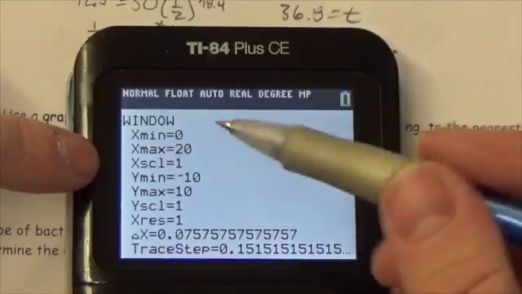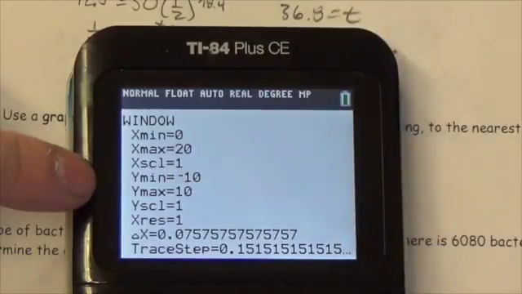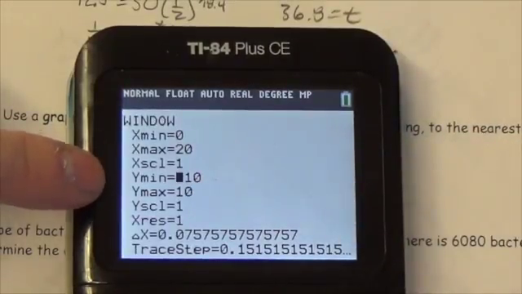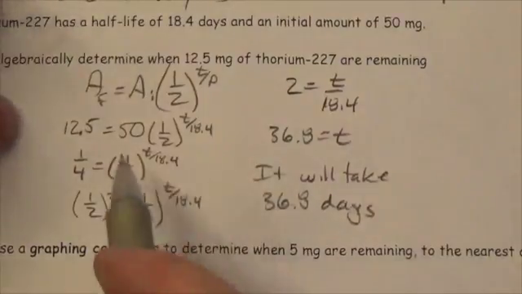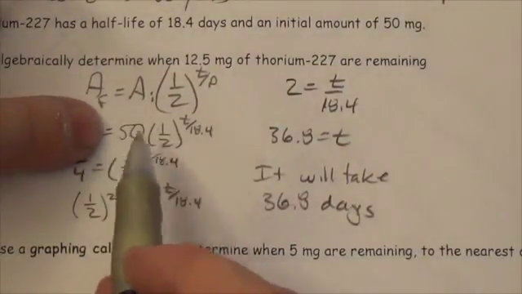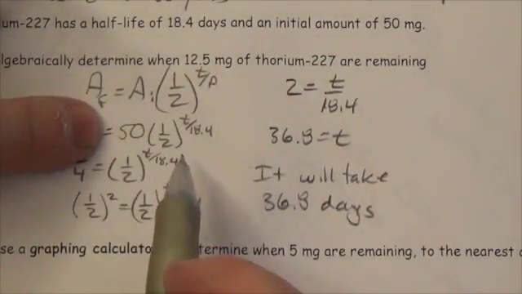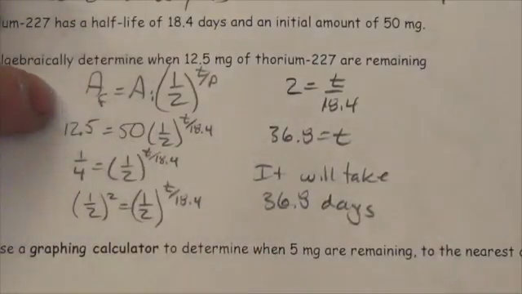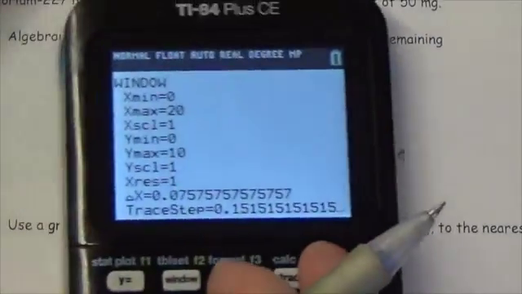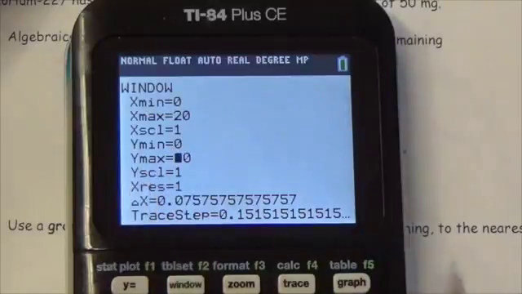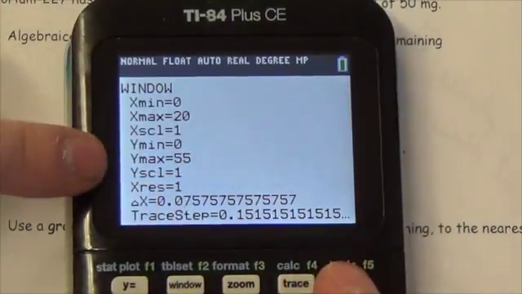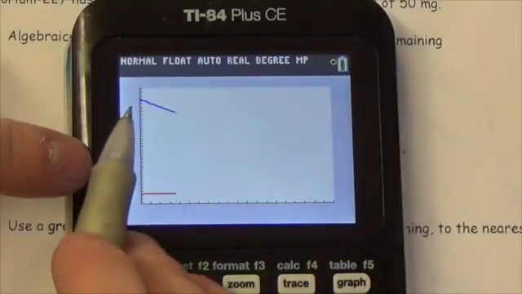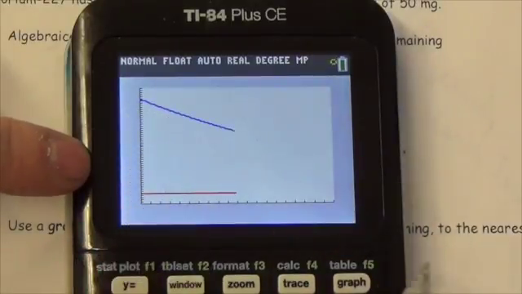Here's the thing that really didn't match up. It's not possible to have negative mass, so let's go down to 0. That's the lowest here. Now, if I made this y equals 50 times 1/2 to the t over 18.4, I know that 50 is going to be my y-intercept. So I probably want my y-max a little bit beyond that. Let's just say 55. Let's see what happens when I graph that. There's my y-intercept at 50.